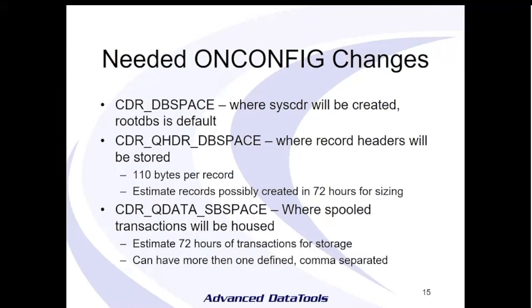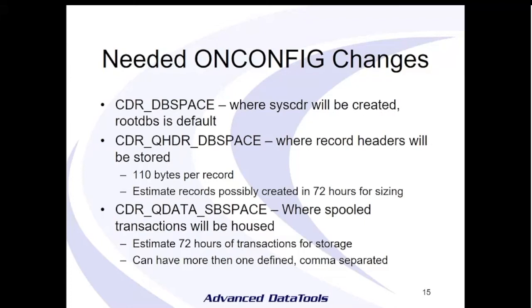So we've done that. Then we're going to go through and do ONCONFIG changes. So these are the 3, we need to define in the ONCONFIG the 3 DB spaces we've created. CDR DB space is where your syscdr will be created. So we definitely want to have that not be in root DBS. The next one is CDR QHDR DB space. So this is where the record headers will be stored.